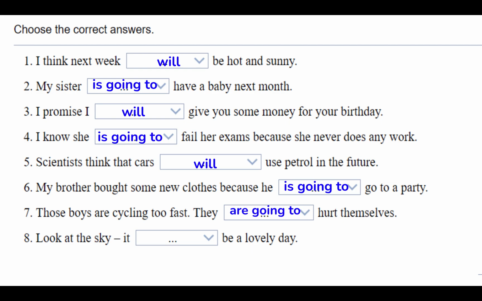Look at the sky. It be a lovely day. What's your answer to number 8? Look at the sky. It is going to be a lovely day. So we are looking at the sky. We have clear evidence that the weather is sunny. It's not cloudy, and it is going to be a lovely day.